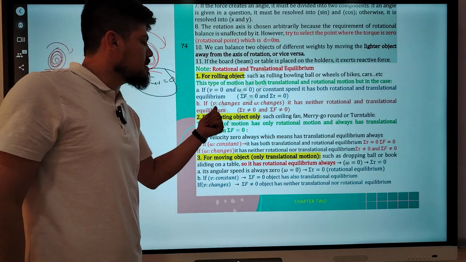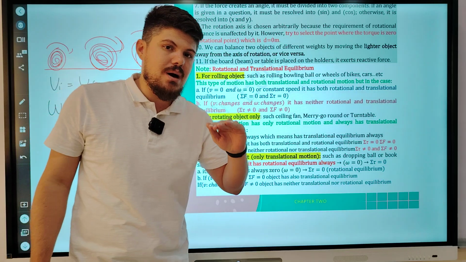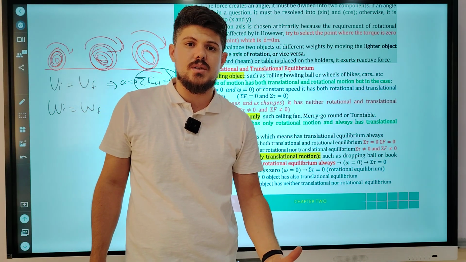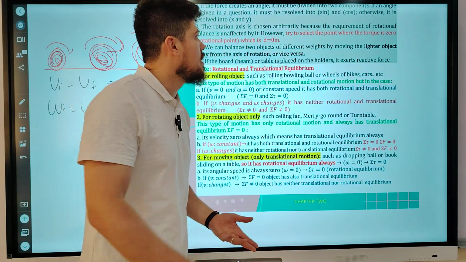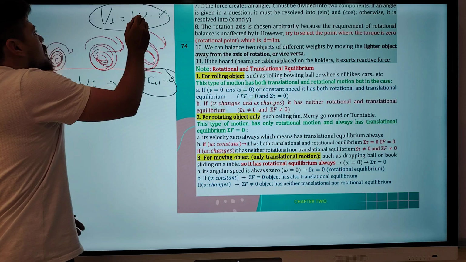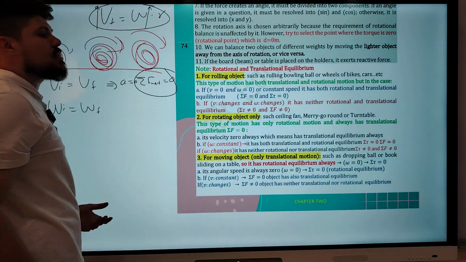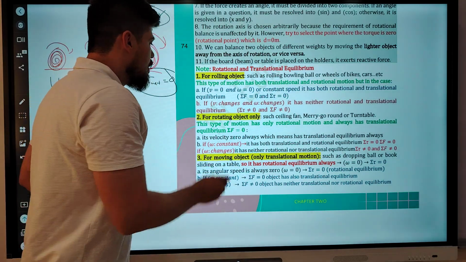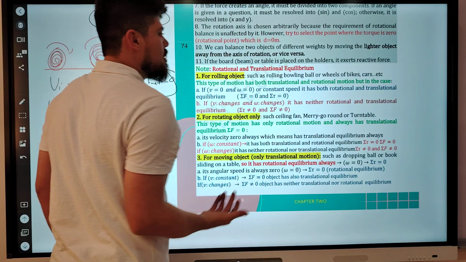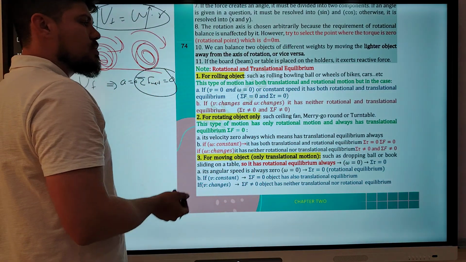Okay? But if the velocity of the bicycle changes, speeding up or slowing down, what happens to the angular speed of the tire? It also changes, because it is directly proportional. V is equal to what? Omega R. When V increases, omega also increases. When angular speed increases, the velocity also increases. They change together. So if the bicycle is speeding up or slowing down, it has neither rotational nor translational equilibrium, because net force is not equal to zero.